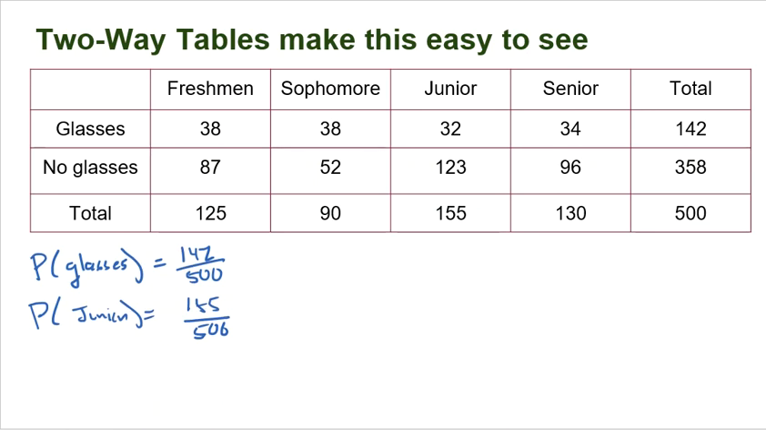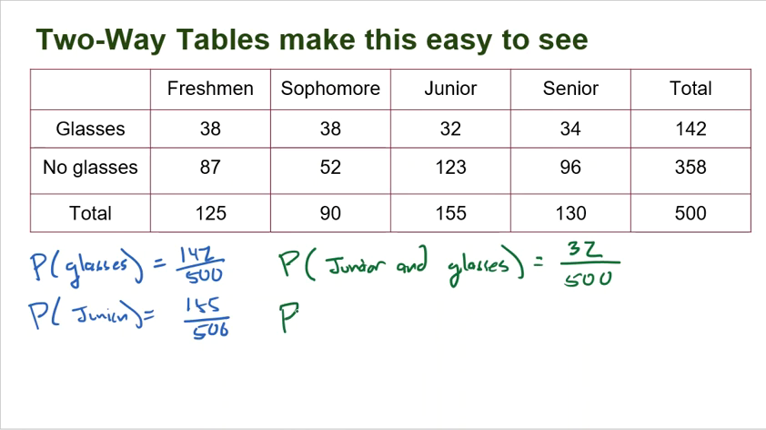But now I could get even more specific, right? I could say, all right, what's the probability that I get a junior and somebody who wears glasses, right? So I'm still picking out one kid, the chance event. The random process is picking out one student. But now I'm looking for one student who needs to both be a junior and wear glasses. Well, there's only 32 kids that meet that. There's only 32 out of 500 kids that meet that qualification of being a junior and wearing glasses.